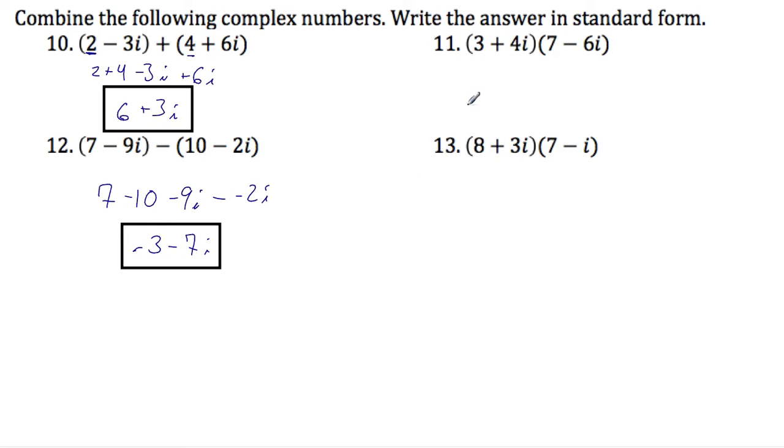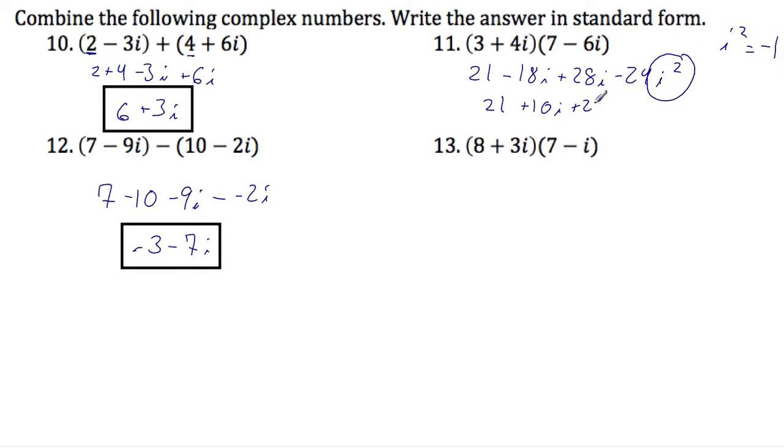When you multiply, you want to FOIL. And foiling, you're basically going to treat the i as you would a variable, except i squared is -1. So here, 3 times 7 is 21, minus 18i, plus 28i, minus 24i squared. I'm going to simplify this so we get 21 plus 10i. Here, don't forget i squared equals -1. So I replace that with the -1 to get 24. And what I get is 45 plus 10i.